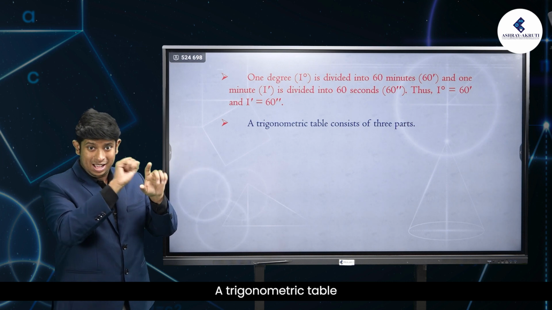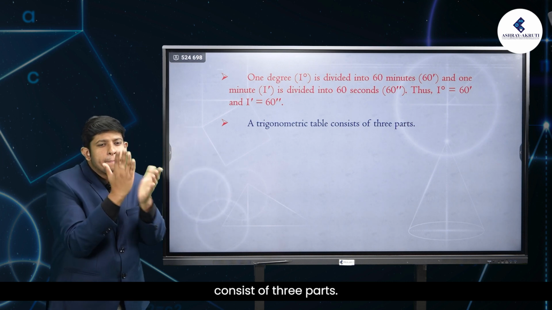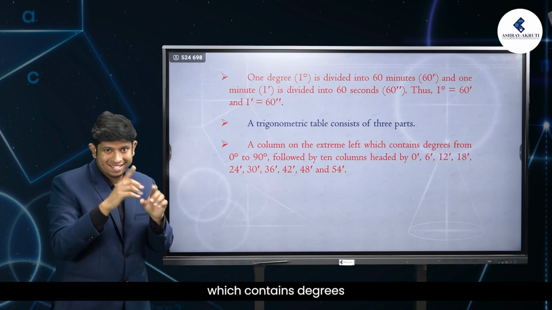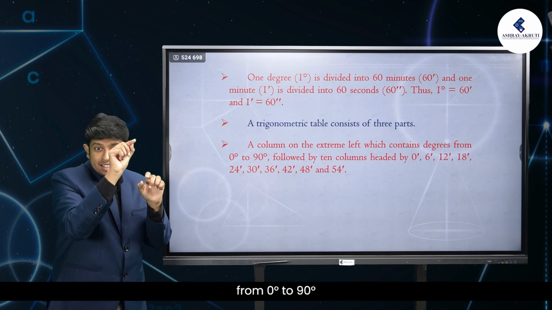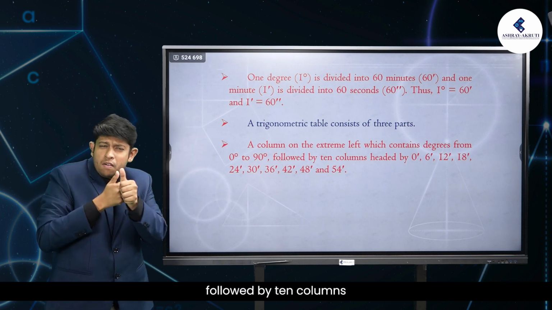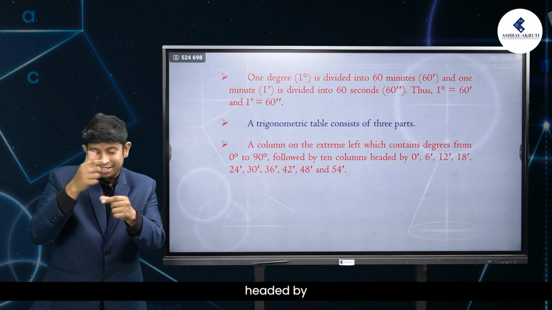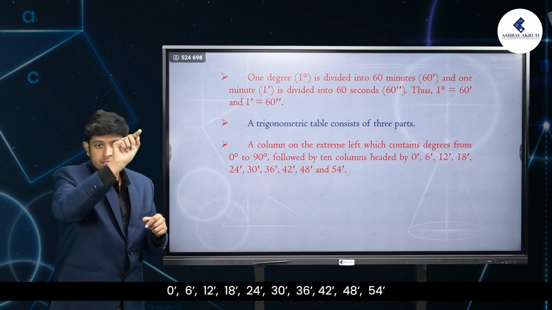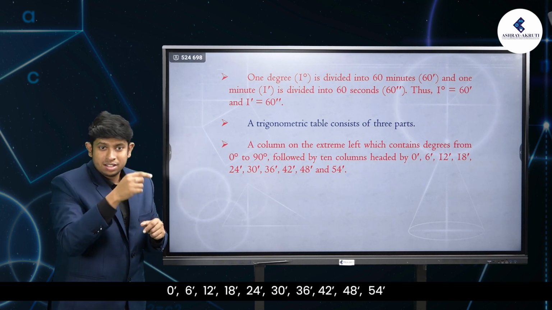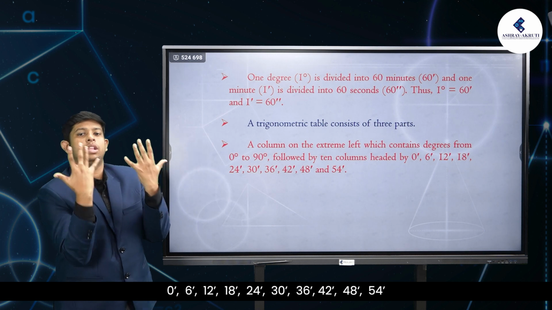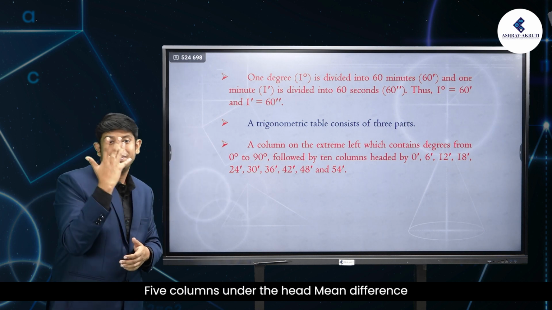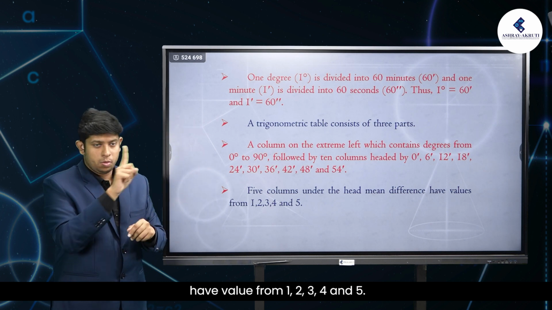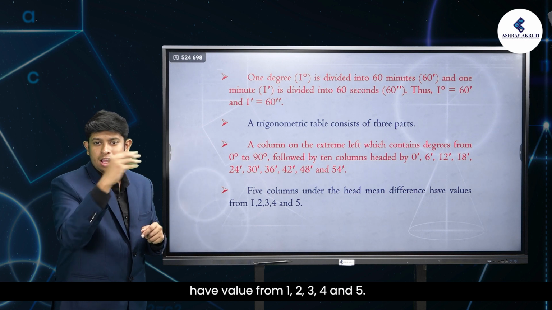A trigonometric table consists of 3 parts. A column on the extreme left, which contains degrees from 0 degrees to 90 degrees, followed by 10 columns headed by 0 minutes, 6 minutes, 12 minutes, 18 minutes, 24 minutes, 30 minutes, 36 minutes, 42 minutes, 48 minutes and 54 minutes. 5 columns under the head mean difference have values 1, 2, 3, 4 and 5.